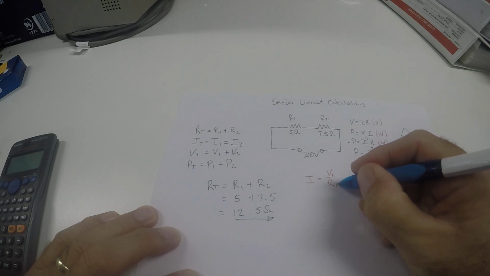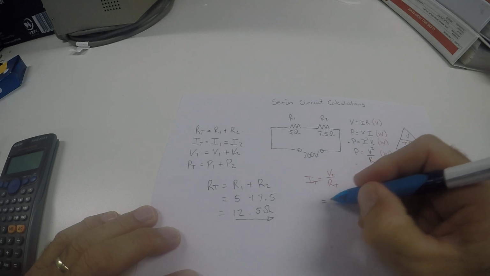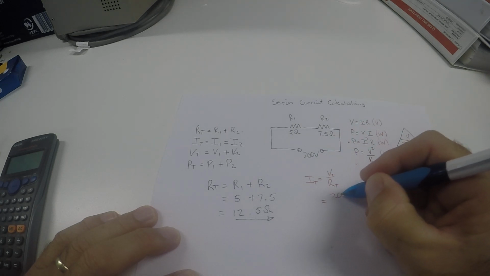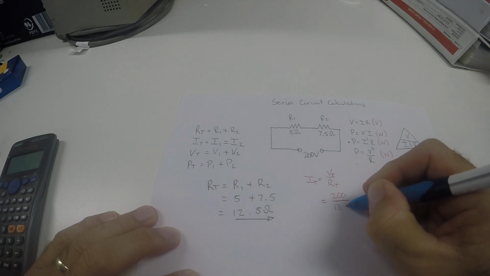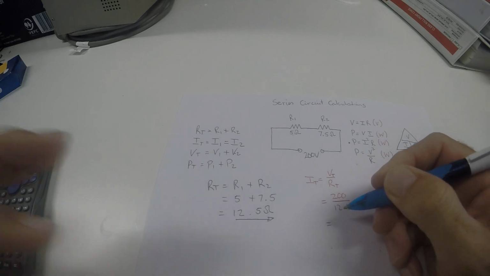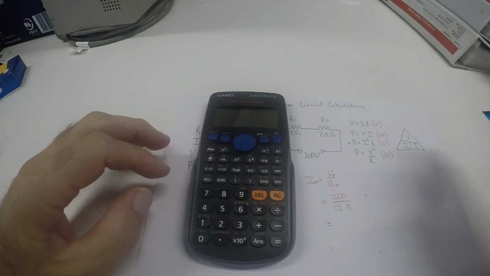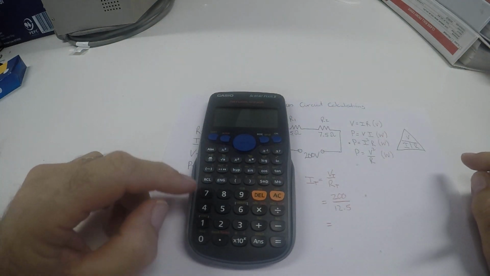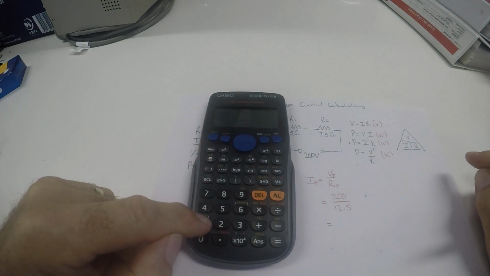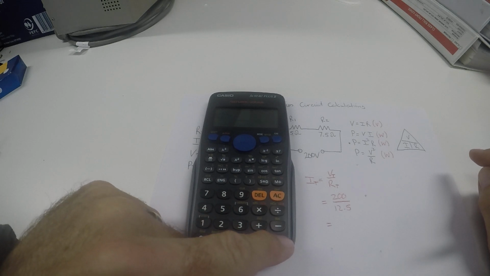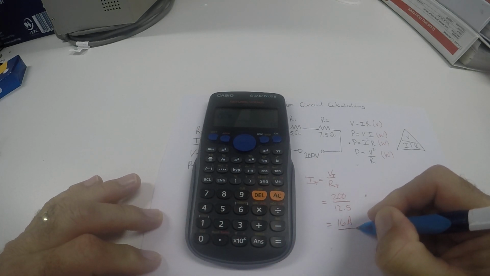I only got that, so I have to use the total values as well. So voltage total is 200, resistance total is 12.5, and then I like to use the Casio FX82AU Plus 2, awesome calculator. So I can go 200 divided by 12.5, and that gives me 16 amps.